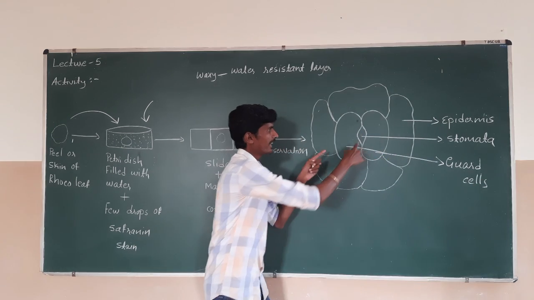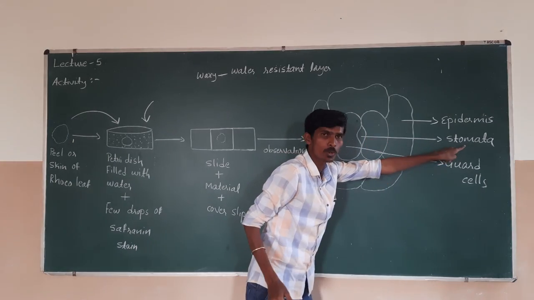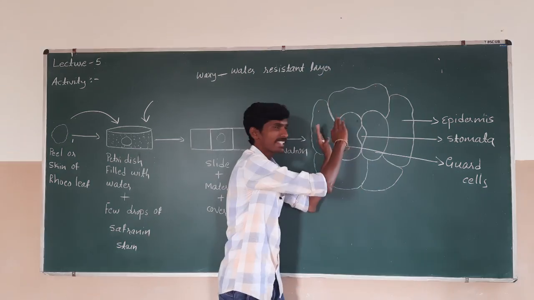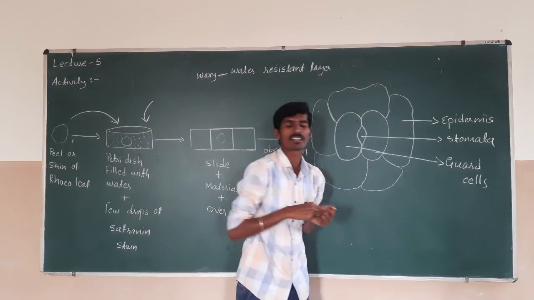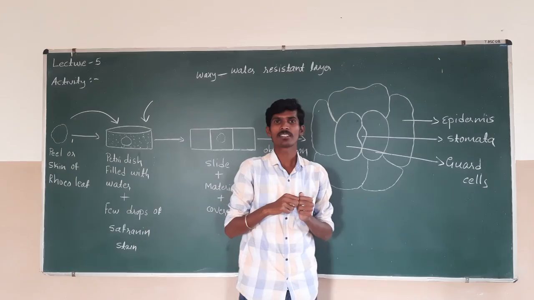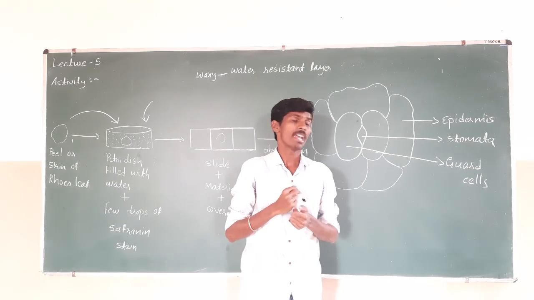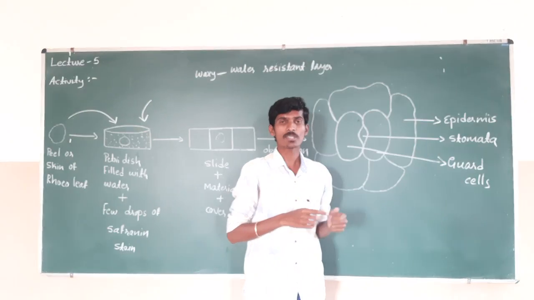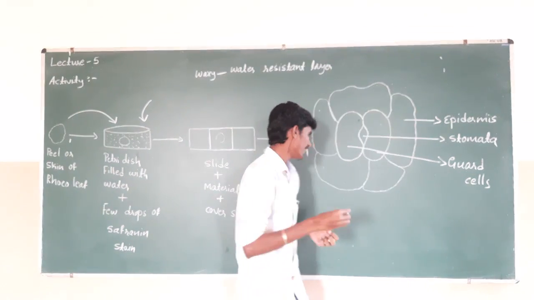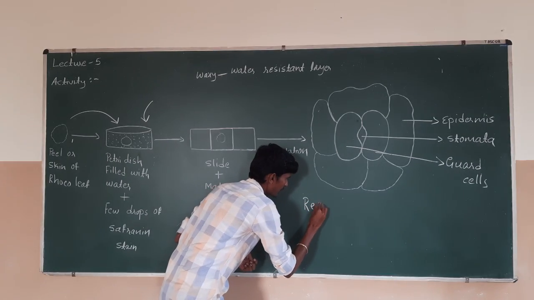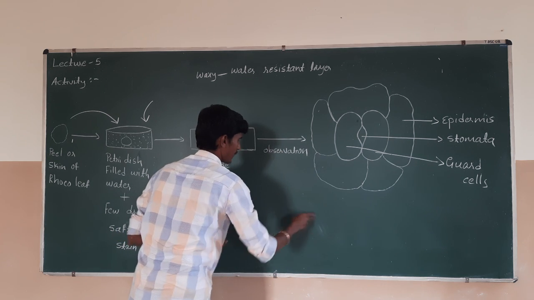Okay. A small pore or hole present here is called a stomata. This stomata is enclosed by kidney-shaped structures called guard cells. The guard cells are responsible for the exchange of gases. And also, this stomata, or guard cells, is helpful for transpiration.